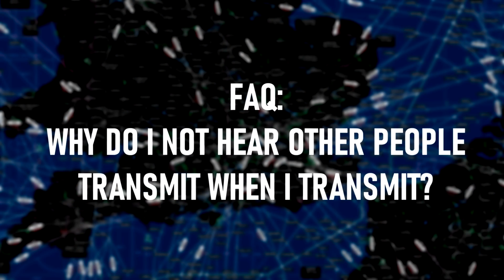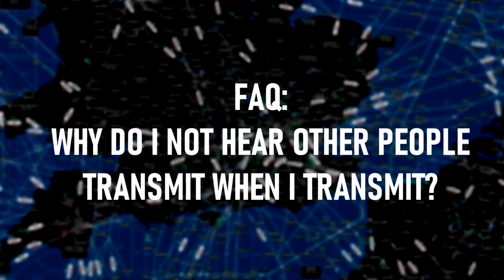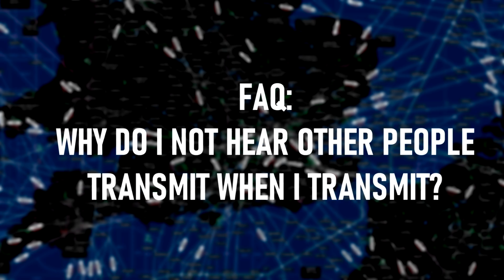Another question can be: why do I not hear other people transmit when I'm transmitting? Again, that's because VHF and HF radios are half duplex. Previously on VATSIM, in the old system, you would hear all kinds of transmissions going on at the same time while you were transmitting as well. This is not the way it works anymore. If you transmit, you are blocking incoming radio transmissions, so you will not be able to receive. This is something you have to keep in mind.